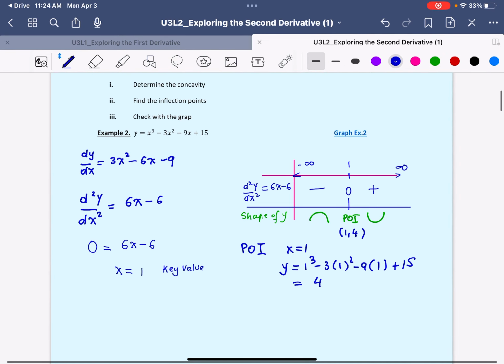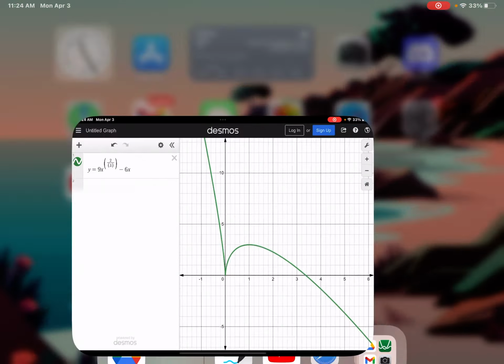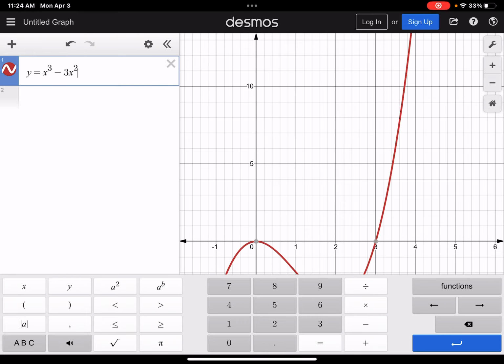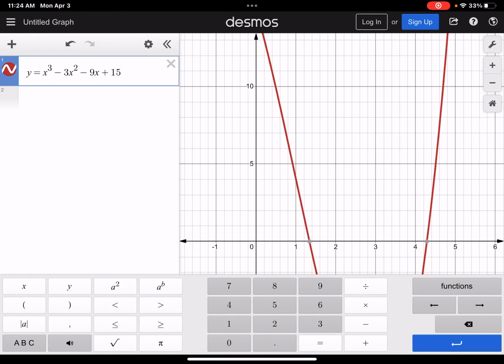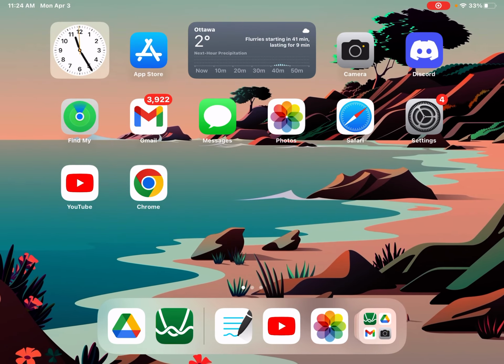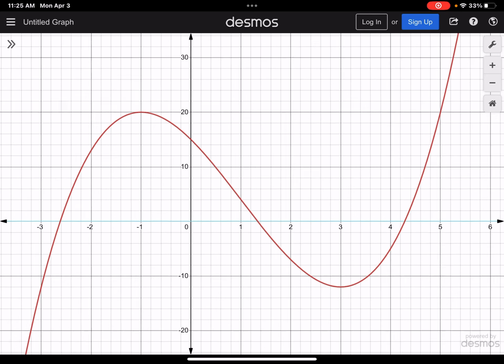Now, if you want to check with the graph, obviously we can just draw the graph of this function on Desmos. y equals x to the power of 3 minus 3x to the power of 2, minus 9x plus 15, I think. Let me double check. Minus 9x plus 15, that is correct. So let's take a look at the graph of this function.